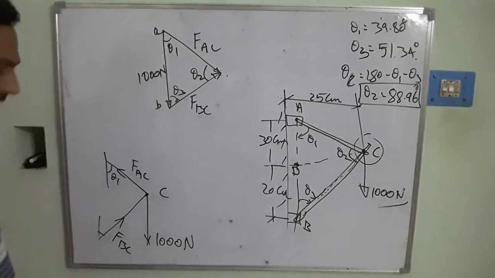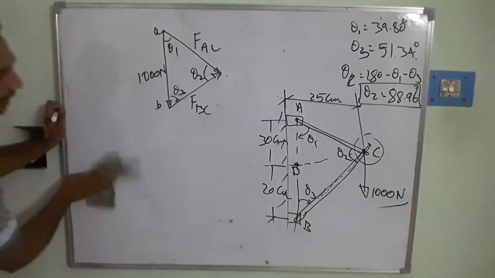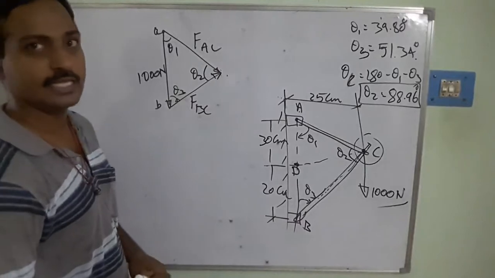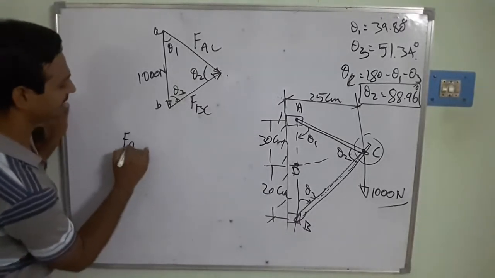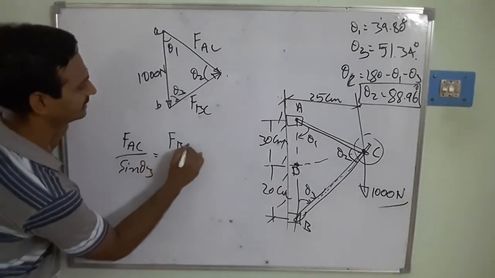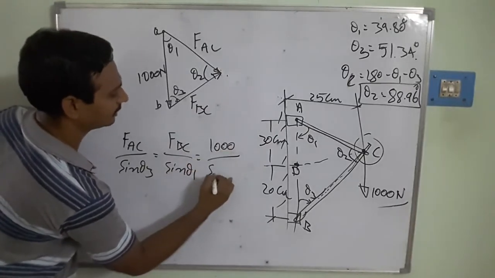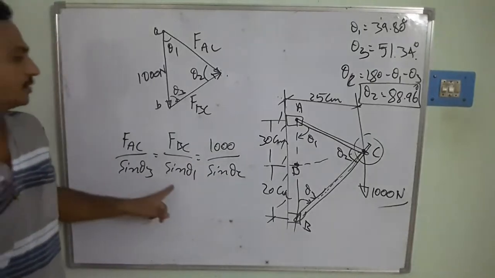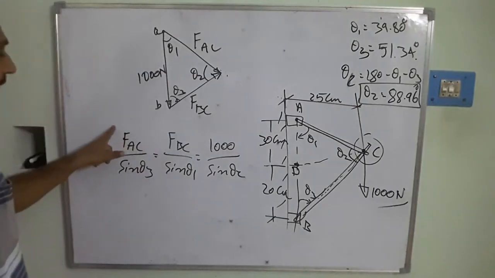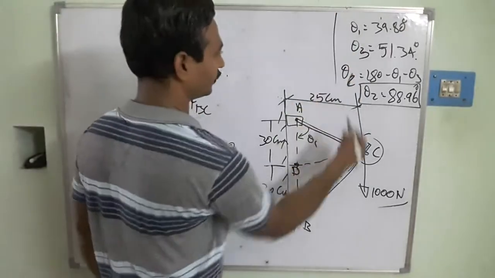So if I apply the triangle law for this part, that is Lami's theorem or the sine rule, what am I going to get here? As we know, for forces we need to take the opposite angles in the sine rule. So that's FAC by sine theta 3, equal to FBC by sine theta 1, equal to 1000 newtons by sine theta 2. From this one, we can calculate individually and get the axial forces FBC and FAC. And we know the theta 3, theta 1 and theta 2 values that we have calculated.